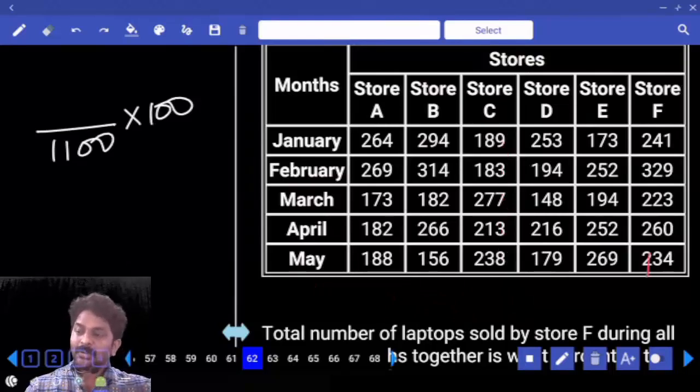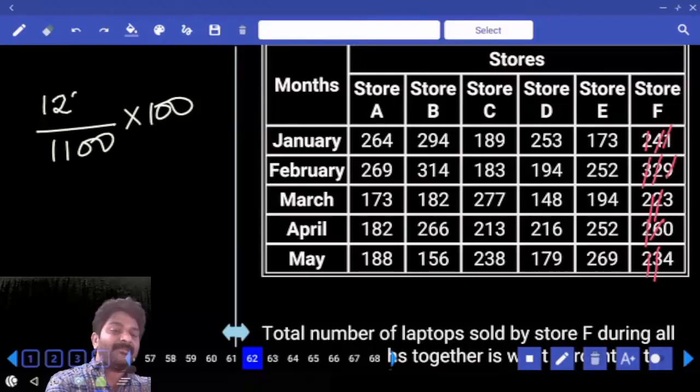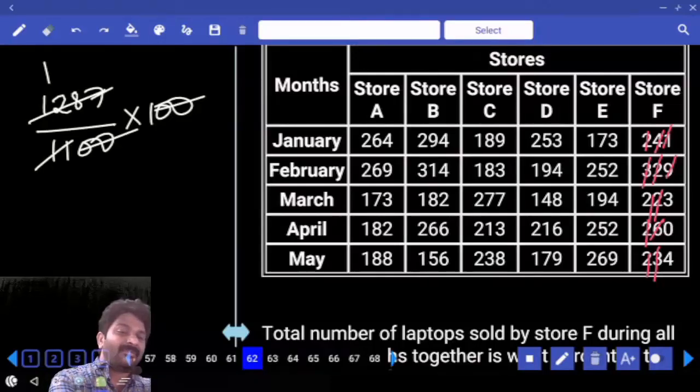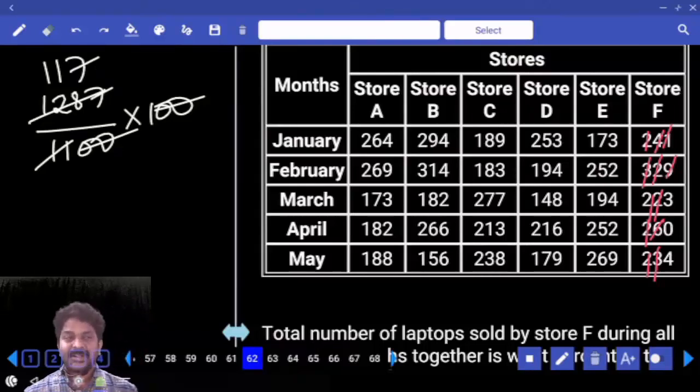Come on. 200, 200, 200, 200, 4 200s. 800 plus 300, 1100. 600, 400, 60, 40, 100. So total, 1200. 1230, 1250, 1270, 1287. 1287, 2 zeros, 2 zeros cancel, 11, 1, 1, 7 times, so 117.